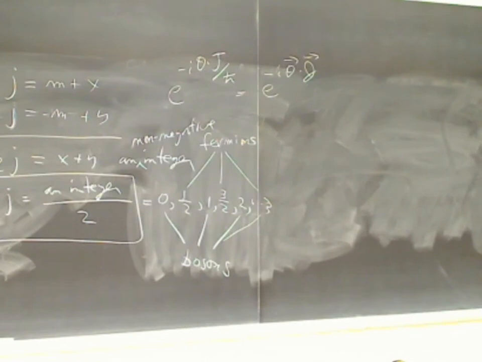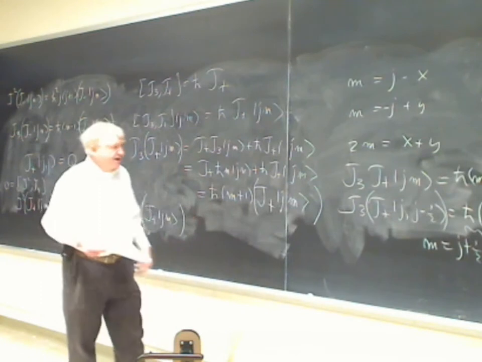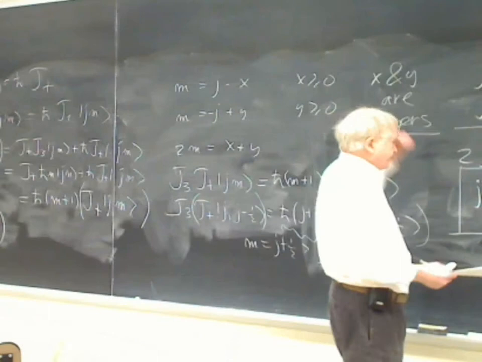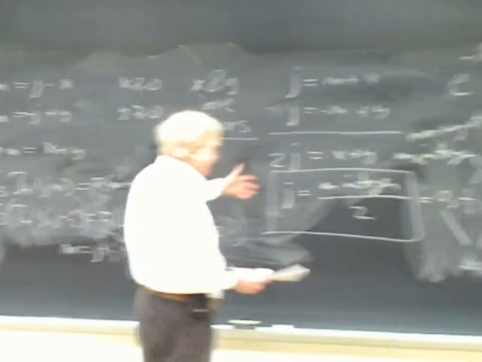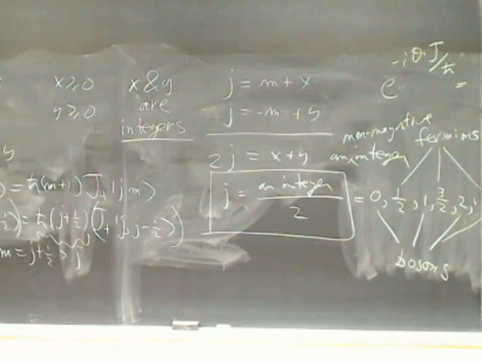So we've seen the values of m run from minus J to plus J in integer steps. Integer steps because of what we saw over here, namely that we lower by 1, or over here we raise by 1, so those are certainly integer steps. And so the values of m differ from J by an integer, and J itself is a non-negative integer divided by 2.